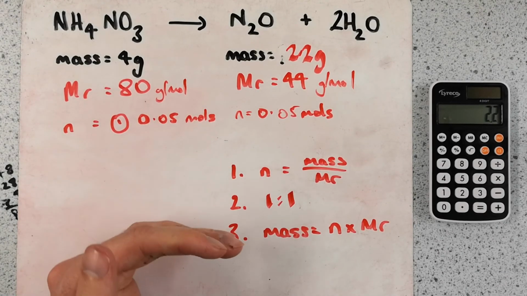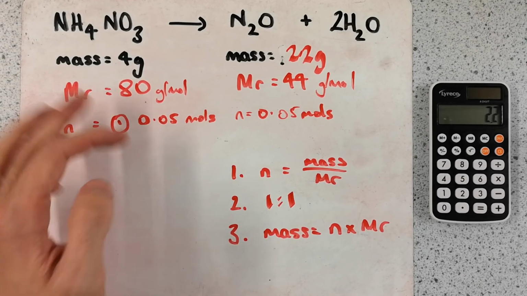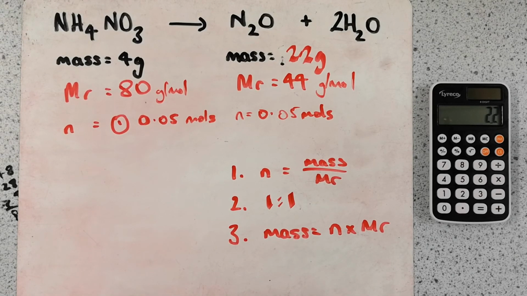And they are the 3 steps. So N equals mass over MR, then we look at the stoichiometric ratio, in this case it was 1 to 1, and then we look at mass equals N times MR.